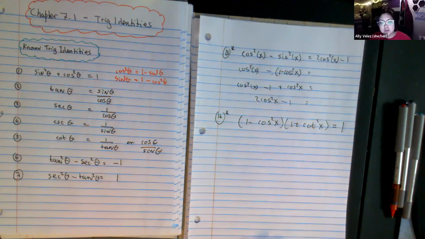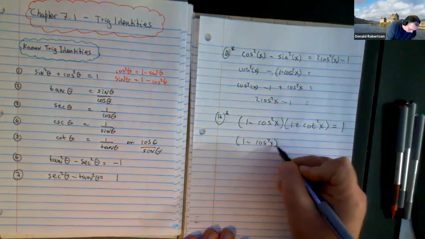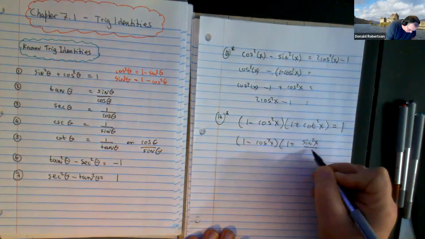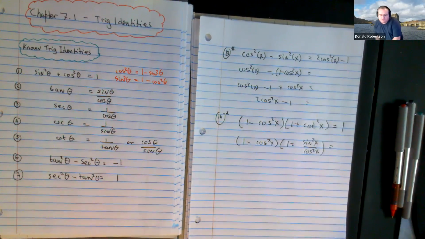Oh, multiply. Turn the cotangent to sine or cosine. Okay, that's a good start. So cot squared becomes sine squared x over cos squared x. Okay? What do you want to do now? That's a good start. I would definitely do that. What would you do next?